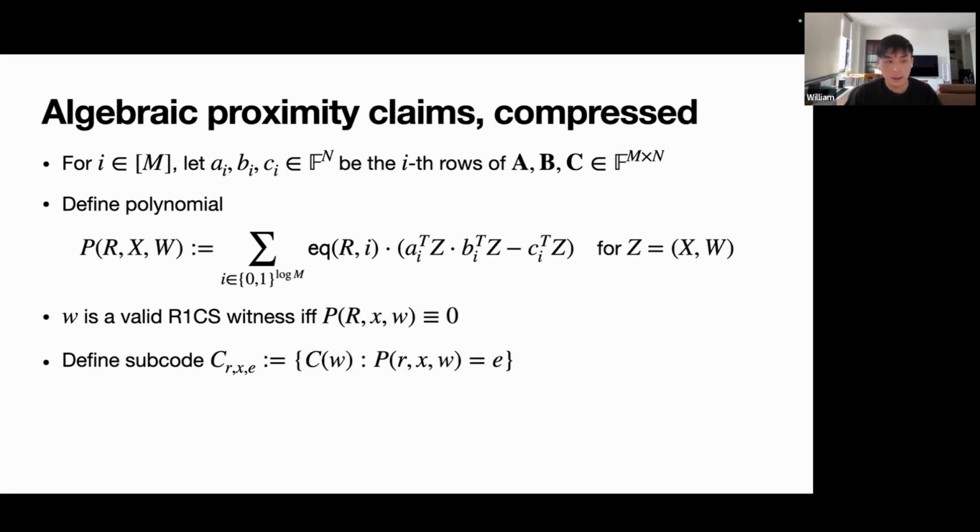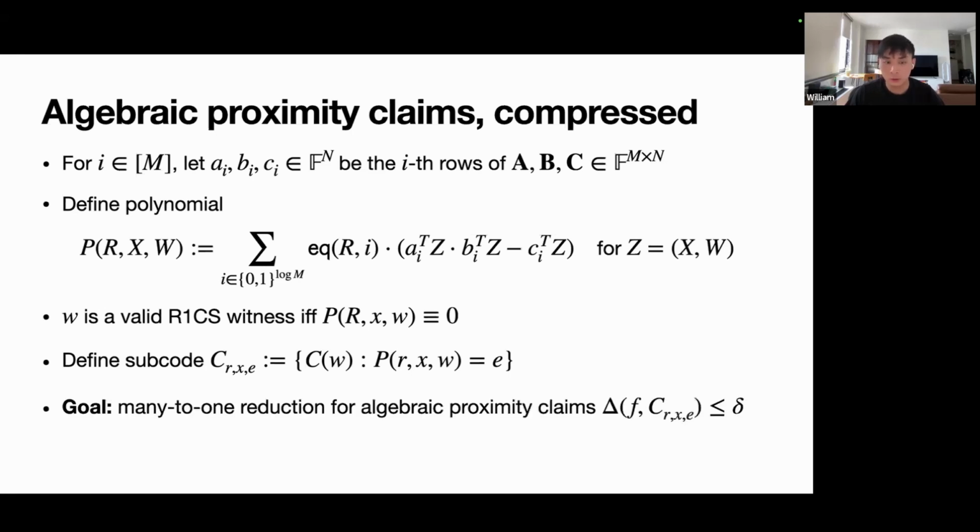Okay. And now we can define this subcode C_{R,X,E}, which consists of all valid encodings of W such that P(R,X,W) is equal to E. Intuitively, you can think of this as a compressed version of the subcode that I talked about in the previous slide. And now our goal will be to construct a many-to-one reduction for these algebraic proximity claims.